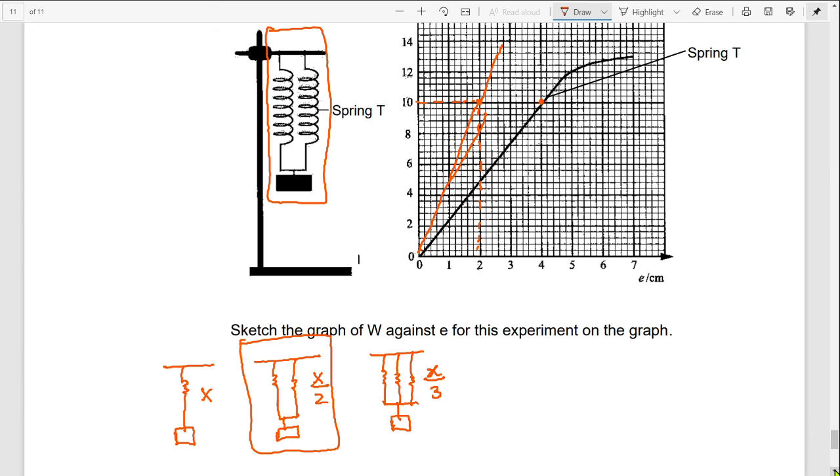I hope you can follow our discussion for this question.